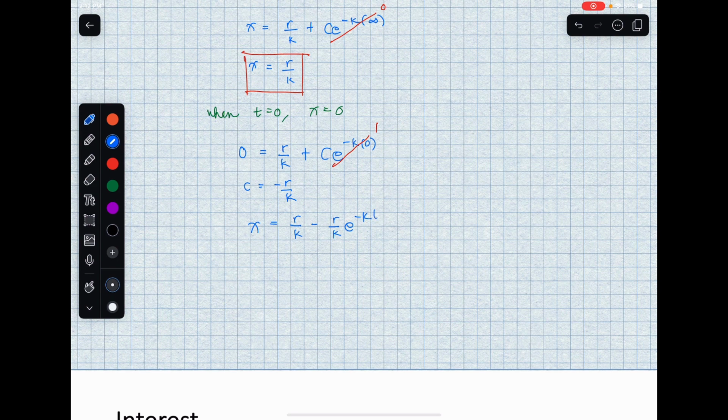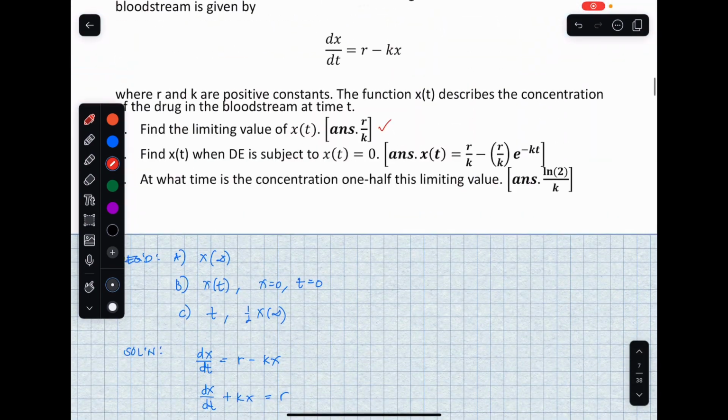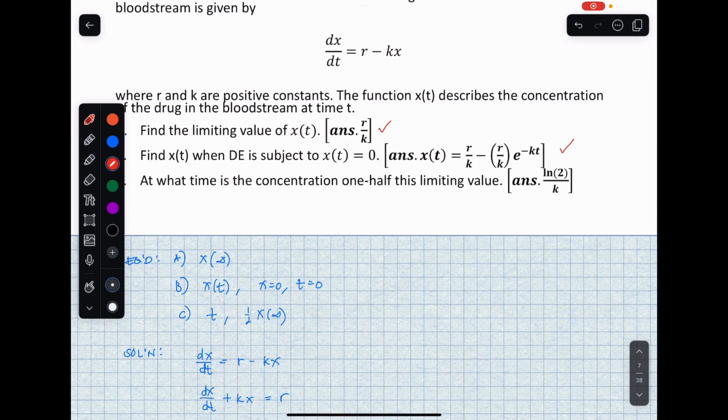raised to negative kt. Or we can factor out r over k, so x equals r over k times 1 minus e raised to negative kt. So that will become the function of x, or x at any time t. Okay, which is this one. We just factor out our k.